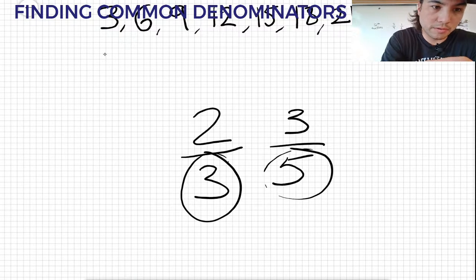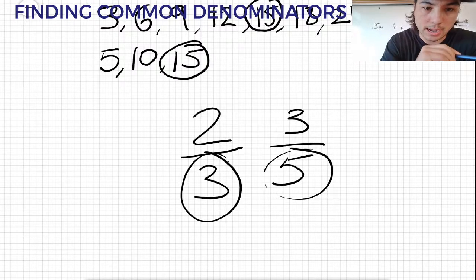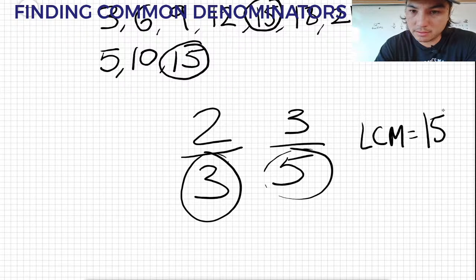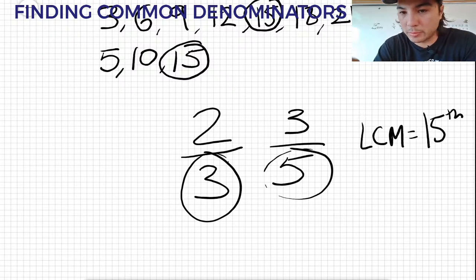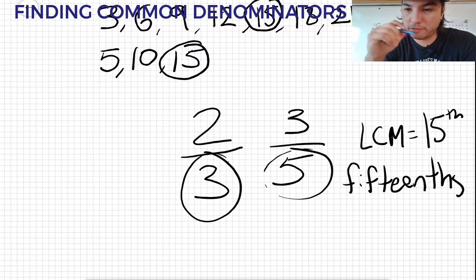And then here's our multiples of 5. 5 times 2 is 10. 5 times 3 is 15. Oh! Got it. So our least common multiple, put LCM, equals 15. Well, our least common multiple is 15, so we're in 15ths. And here's how you spell 15ths. It's just 15 with a THS at the end. 15ths.